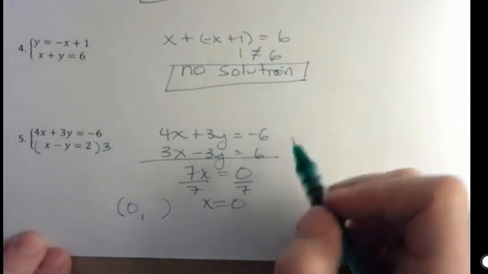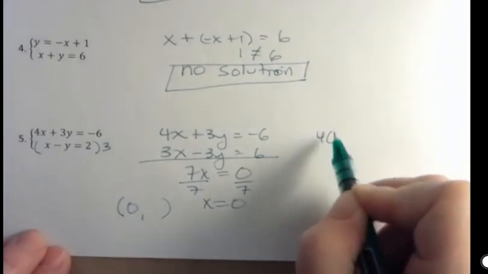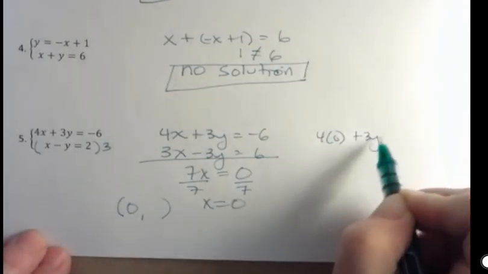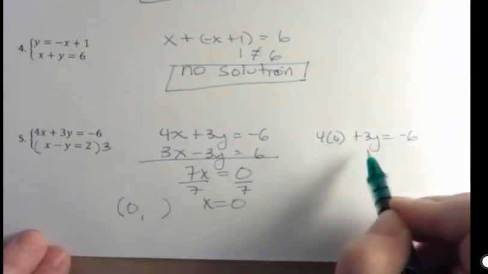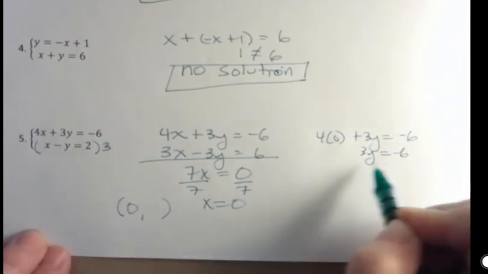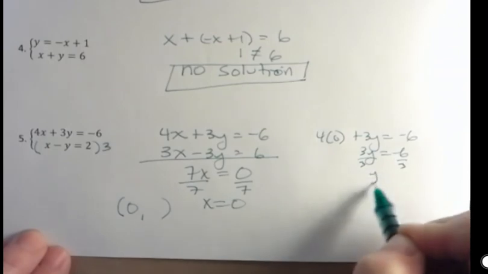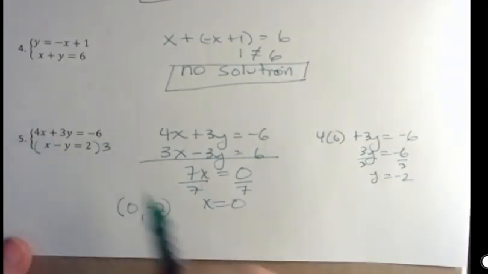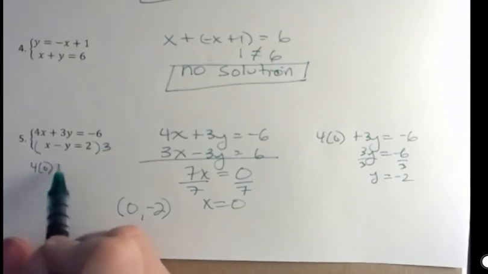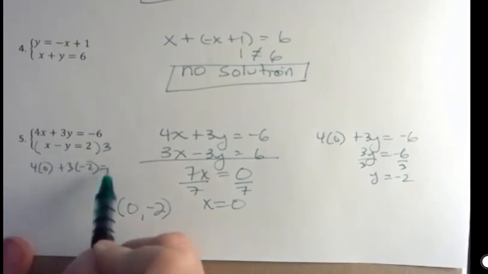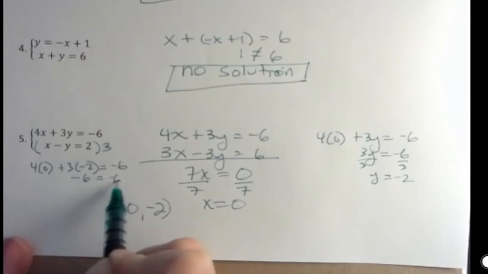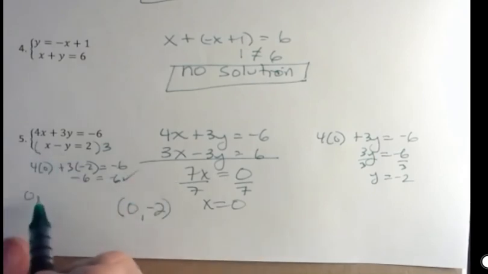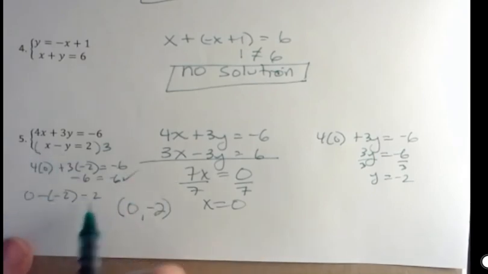Then we can go back and say, well, what would y be? You can plug into either equation. That's just 0. 3y is -6, and y is -2. Before I go on, I could quickly check it. 4 times 0 plus 3 times -2 should be -6. Yes. And 0 minus -2 should be 2. And 2 equals 2. Yes.